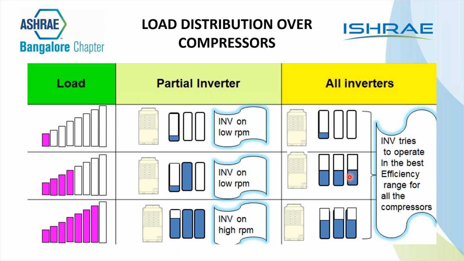Now, coming to this scenario where you have all inverters, where if you have multiple compressors, all the 3 compressors or 2 compressors are sharing equal speed. Now, if you come to 7 tons here, you have an inverter compressor running on partial speed and the fixed speed compressor is running on full speed. When you come to an all inverter compressor system, all these 7 tons are shared by 2 or 3 compressors in equal ratio.